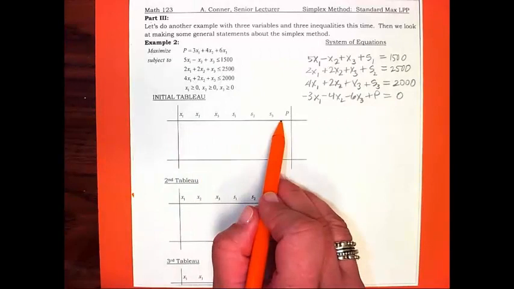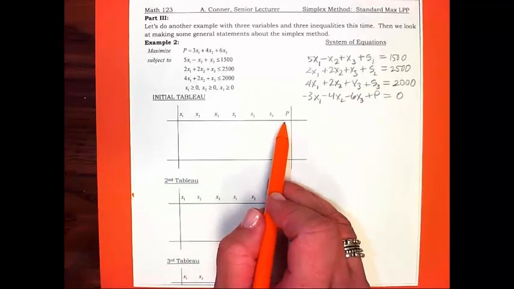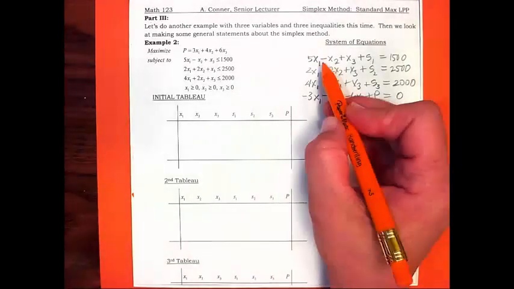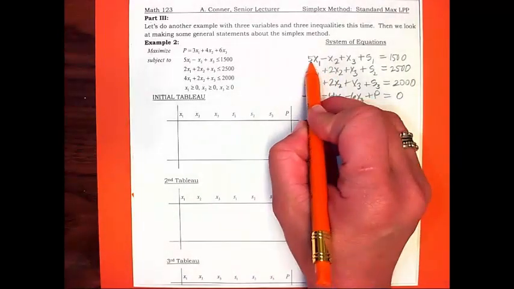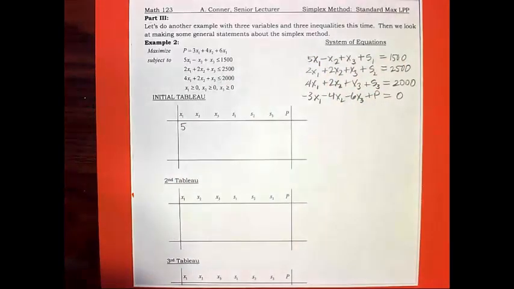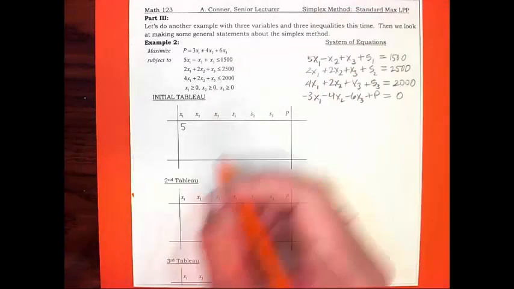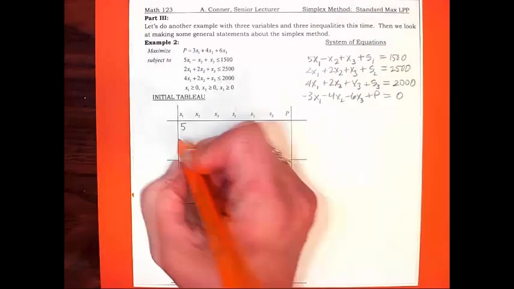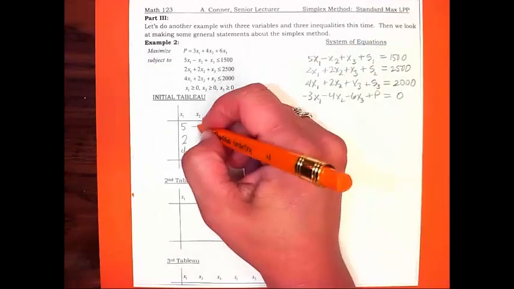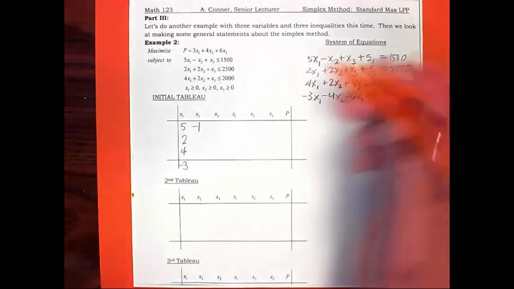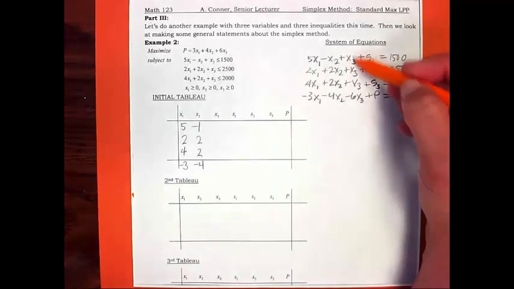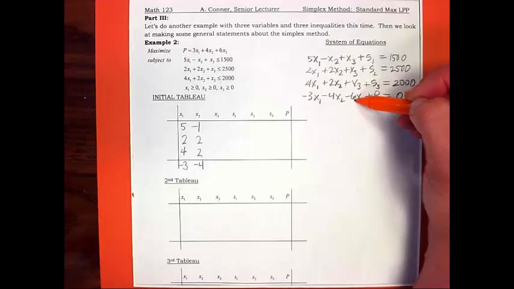The key to being successful with this simplex method is keeping everything lined up. Very, very important. So let's go ahead and put our coefficients down. We've got a 5 in front of x1. You can do the whole equation if you want to, or you can go down the column. Let's just go down the column. So 5, 2, 4, negative 3. And then negative 1, 2, 2, negative 4. And then for the x3s, we've got 1, 1, 1, negative 6.